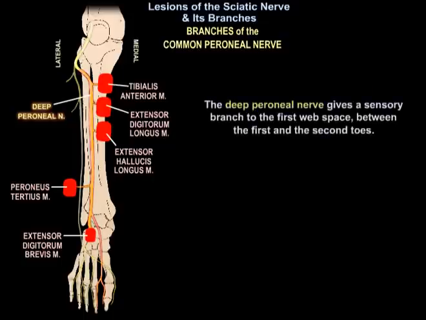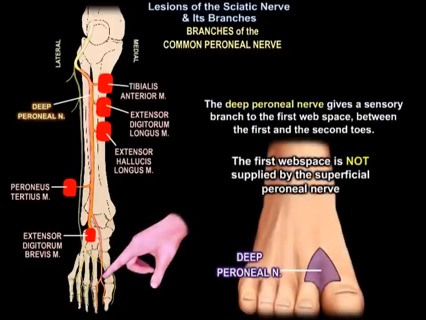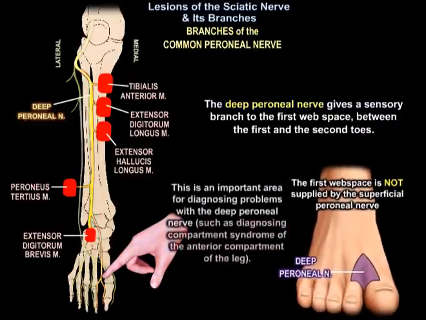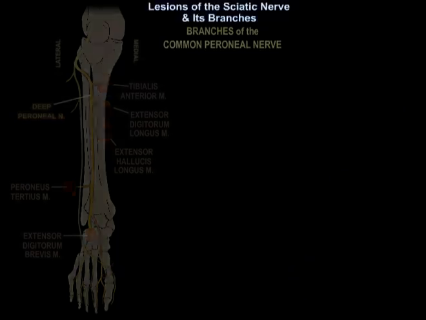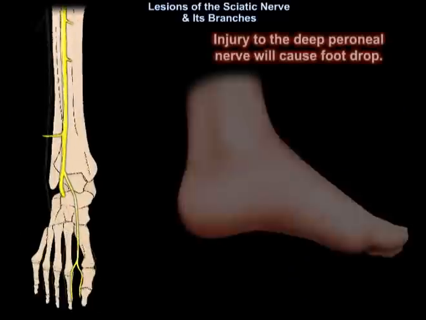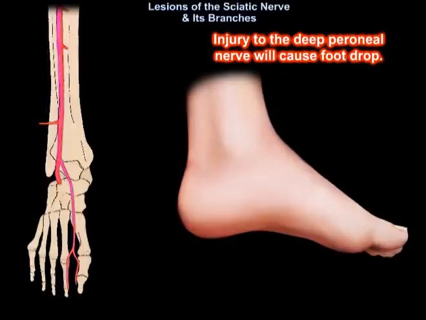The deep peroneal nerve gives a sensory branch to the first web space between the first and the second toes. This is an important area for diagnosing problems with the deep peroneal nerve or diagnosing compartment syndrome that affects the anterior compartment of the leg. Injury to the deep peroneal nerve will cause foot drop.